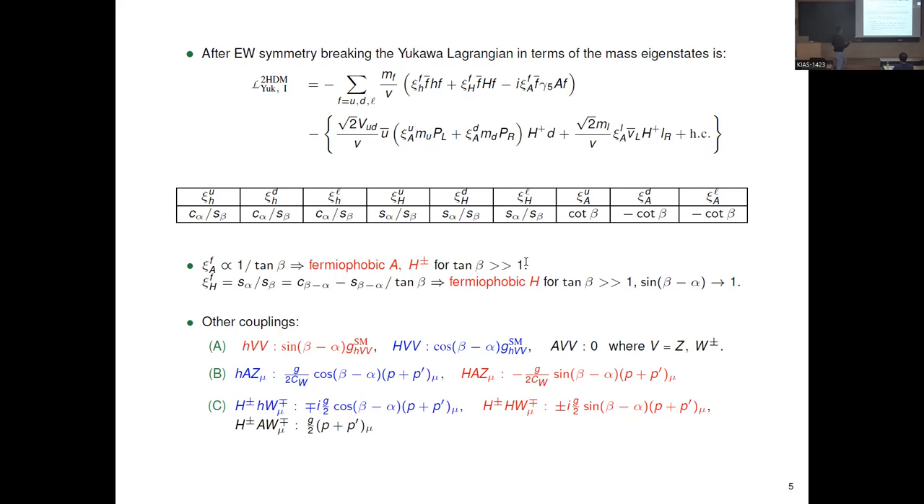And if we look at the Yukawa coupling modifier for the heavy Higgs, the non-standard CP-even Higgs, which is heavier than 125 GeV, this coupling is also fermiophobic for large tan beta and in the alignment limit. So we can see from this expression. The gauge couplings to the Higgs bosons are given over here. These couplings are independent of the type of two-Higgs-doublet model. So all the red ones are enhanced by the alignment limit, and the blue ones are suppressed because of the alignment limit.